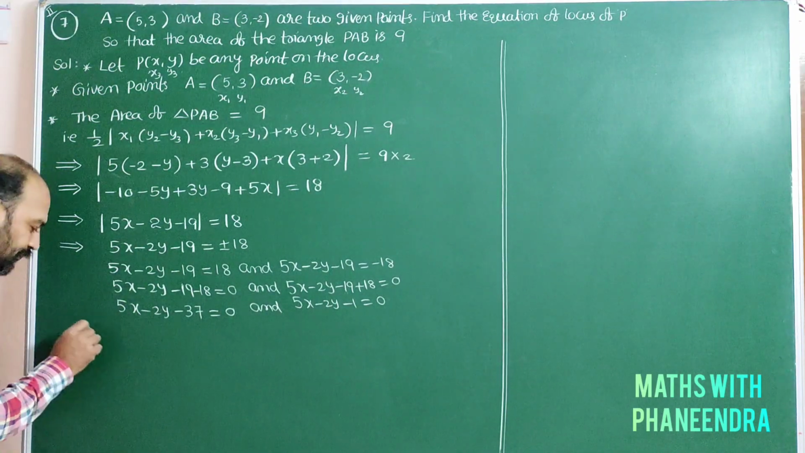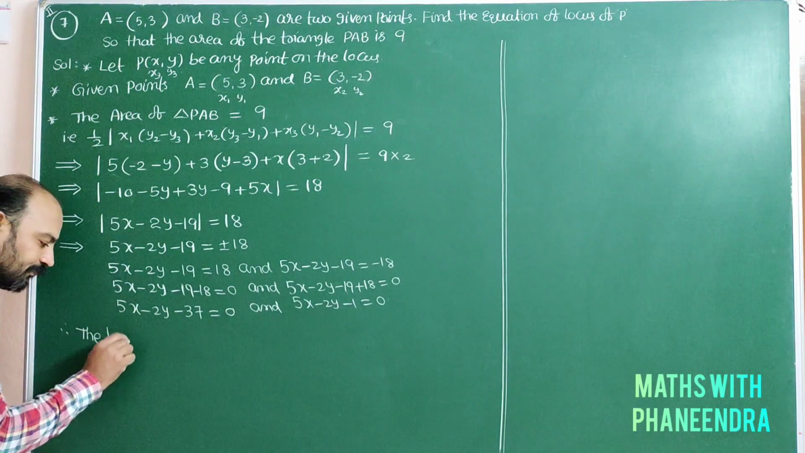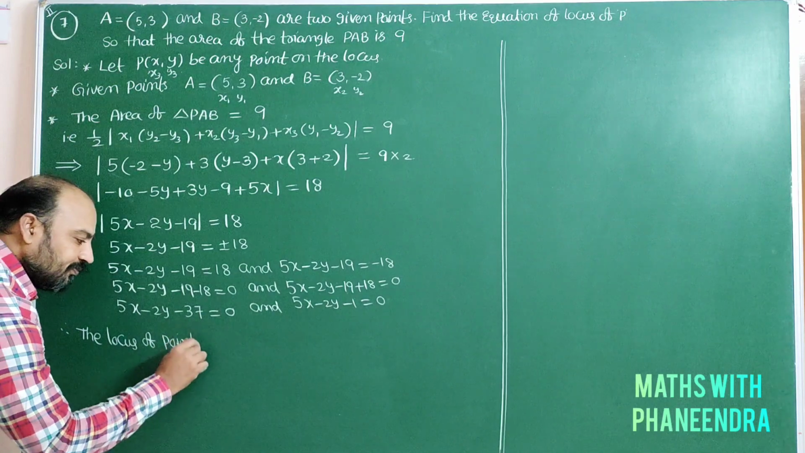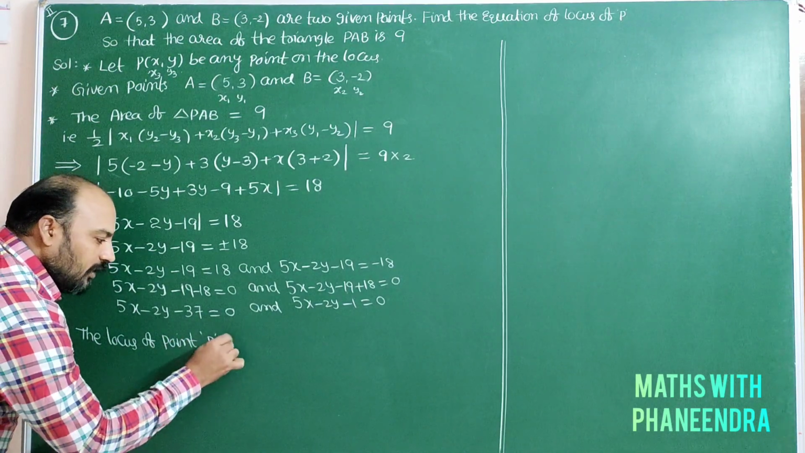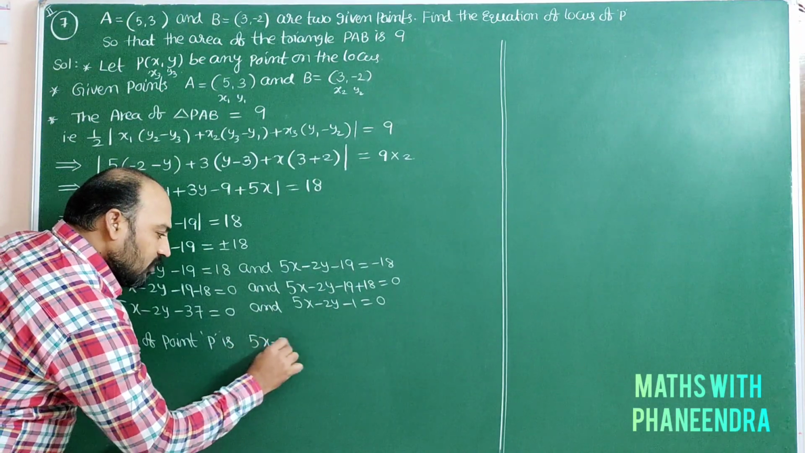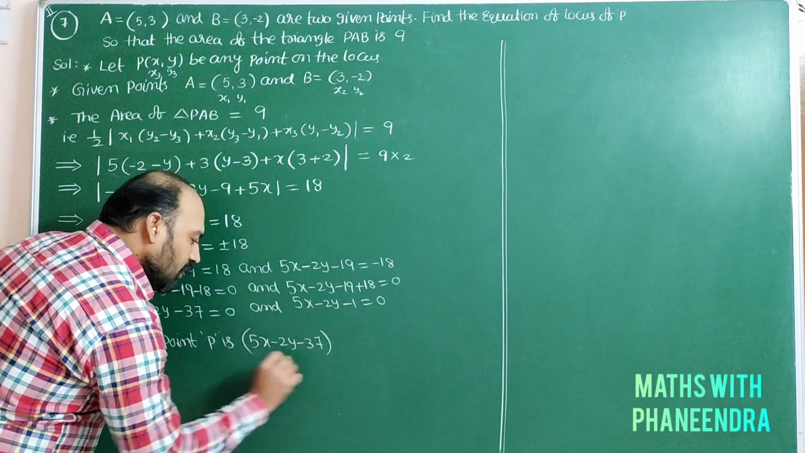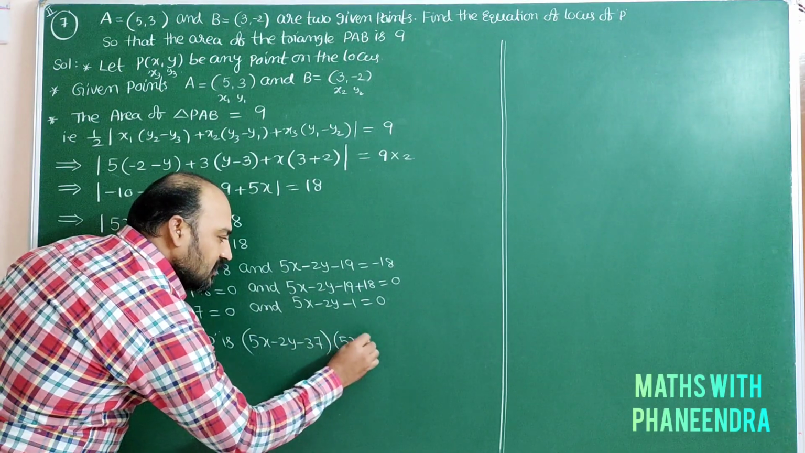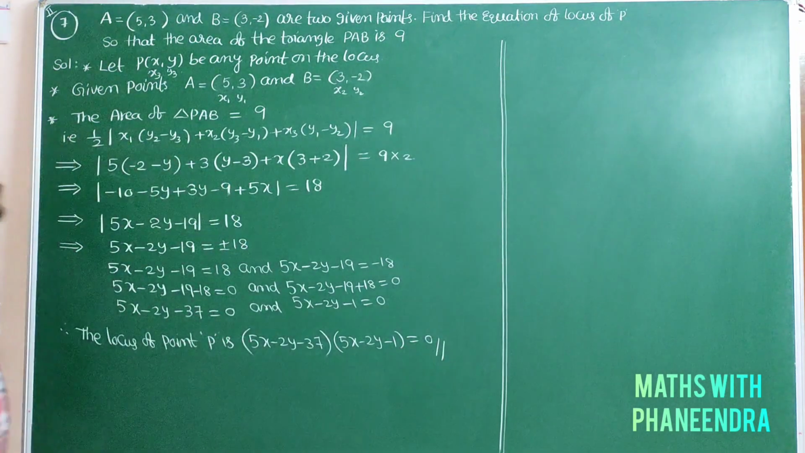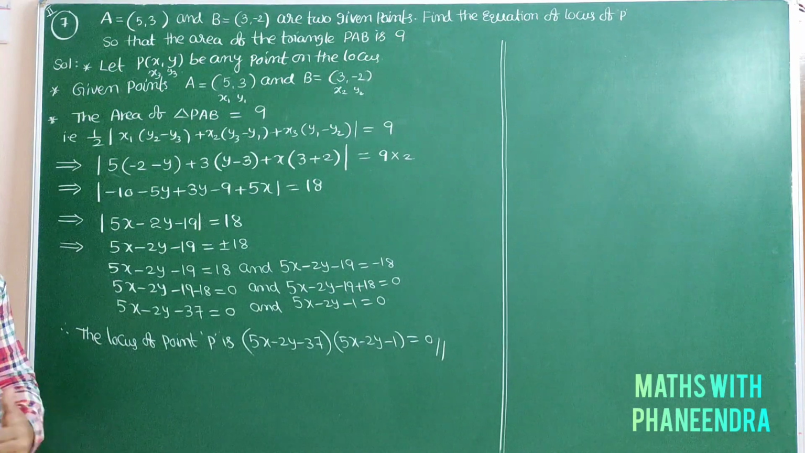Last conclusion step. Therefore, the locus of point P is the combined equation of these two: 5x minus 2y minus 37 into 5x minus 2y minus 1 equal to 0. This is the way you have to do it, dear students. We'll move to the next question.